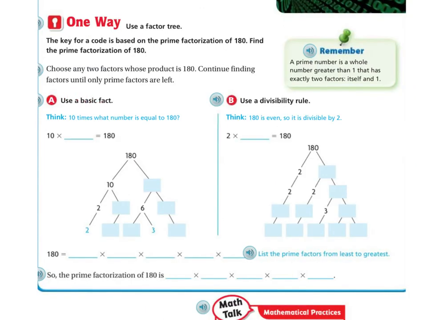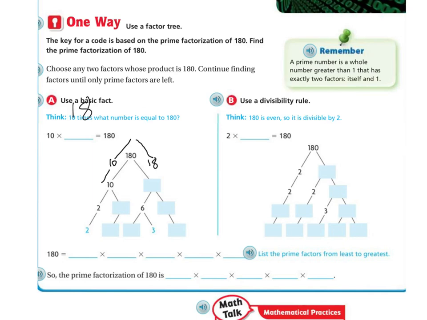Use basic facts. Think, 10 times what number is equal to 180? Well, 10 times 18 is 180. So, when I do my tree, I'm going to take my line. They've already started it for me. On this side, I'm going to have 10, and on this side, I'm going to have 18. Now I'm going to break them apart. How do I break apart 10?